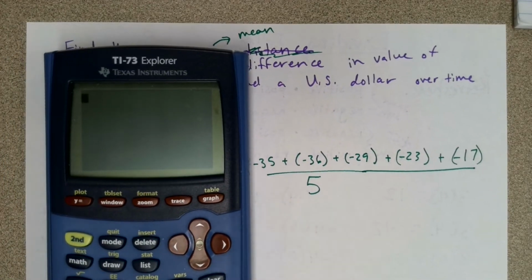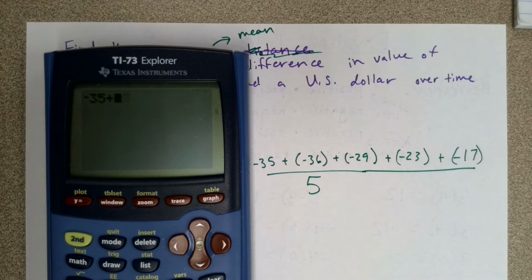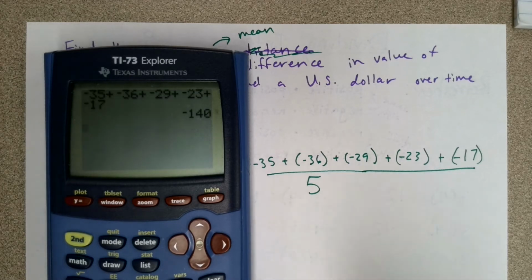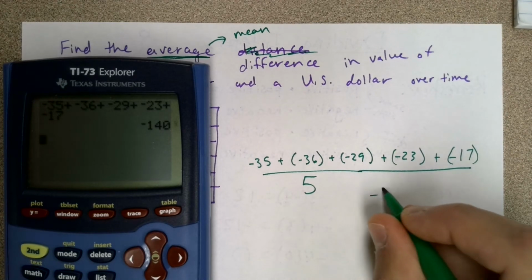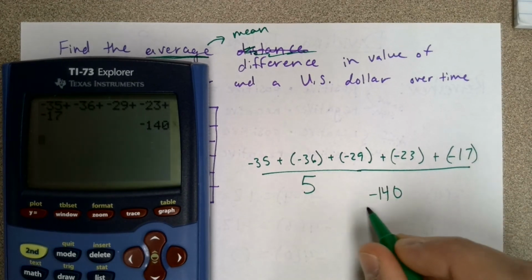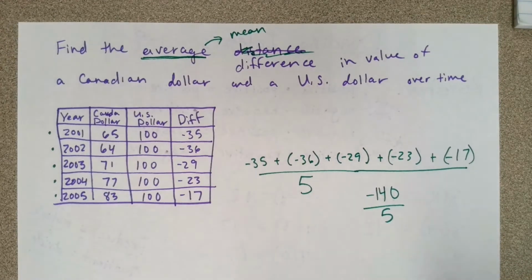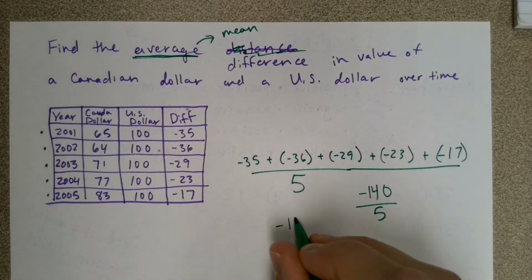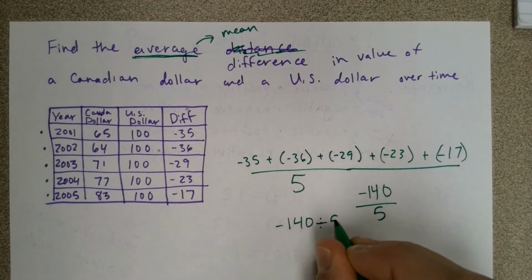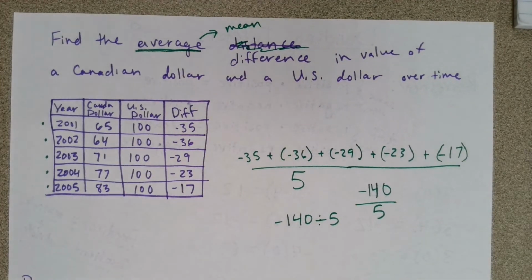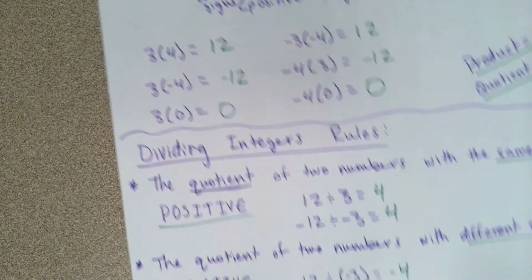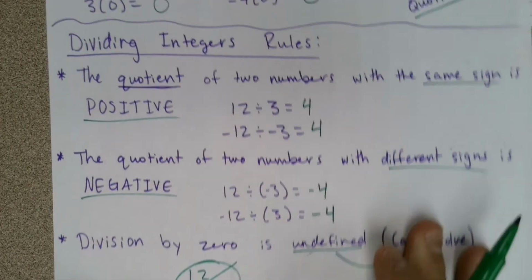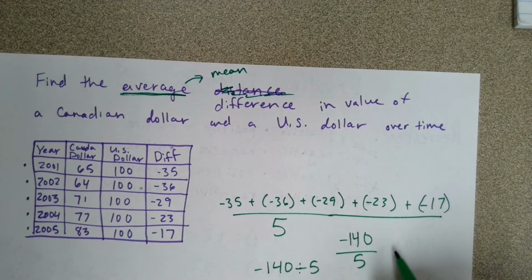So we got negative 35 plus negative 36 plus negative 29 plus negative 23 plus negative 17, and that gives us negative 140. So I can rewrite this as negative 140 over 5. You can also think of that as negative 140 divided by 5. They mean the same thing. Now I'm looking at this, and the first thing that I'm thinking right now is, are these signs the same or different? You can probably tell me that they are different. We look back at our formula here. If they are different signs, it's going to be a negative answer. So I already know that the answer to this is going to be negative.